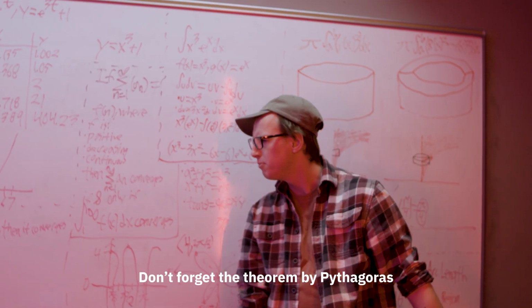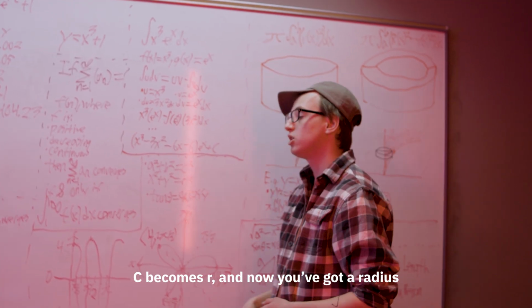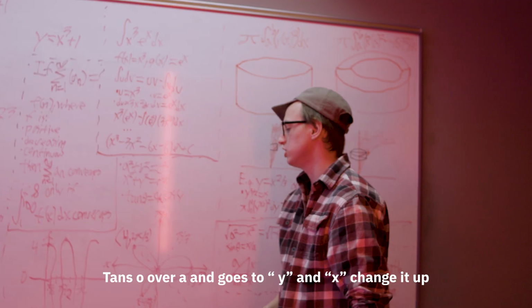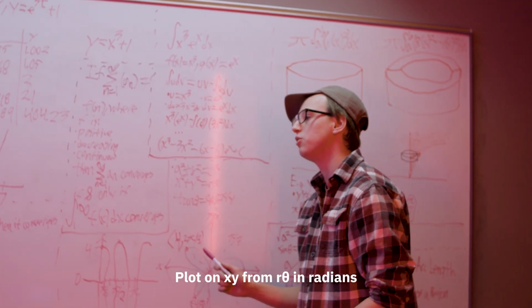Don't forget the theorem by Pythagoras. C becomes r, and now you've got a radius. Tan of theta is y over x, change it up. Plot an x, y, then our theta in radians.